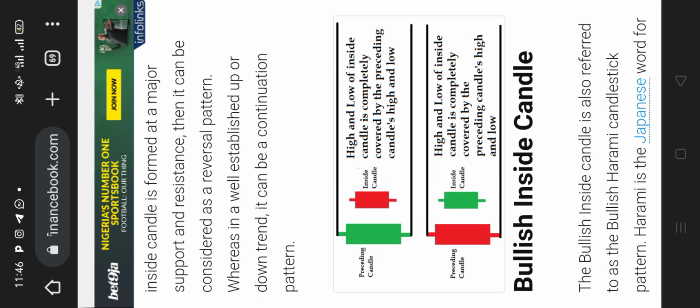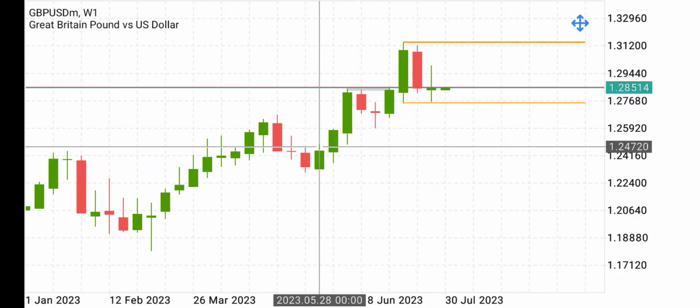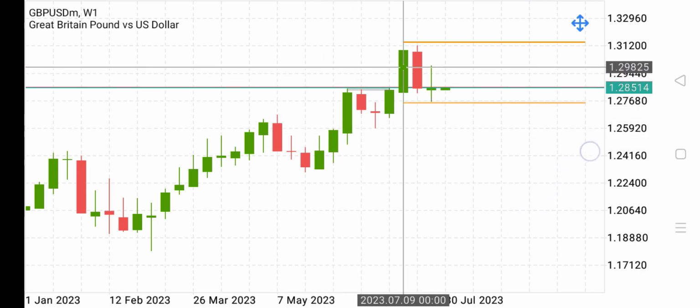From this first preceding candle, we find that the high and the low of the inside candle are completely covered by the preceding candle's high and low if it is bearish, and also if it is bullish, the high and low of the inside candle are completely inside the preceding candle's high and low. So back to where we are, we can see that this formation is actually a bearish inside bar candle.